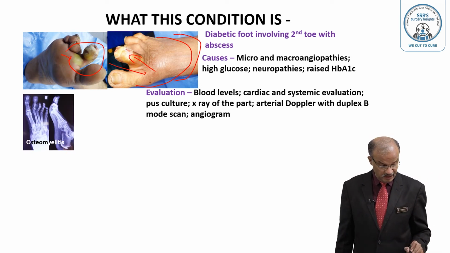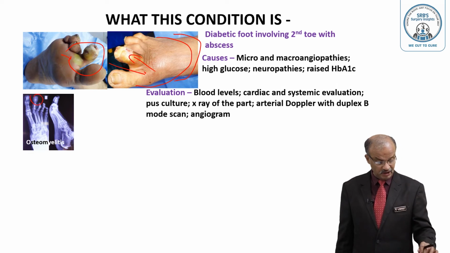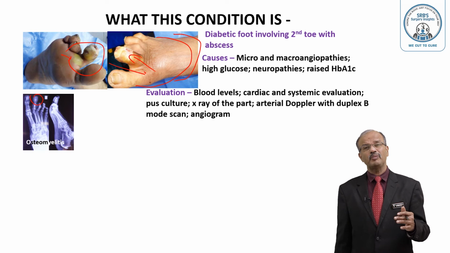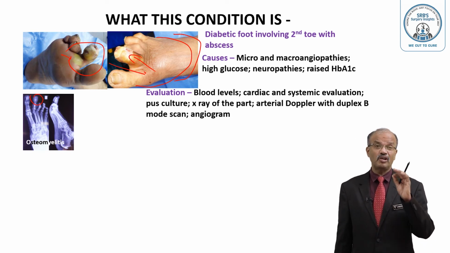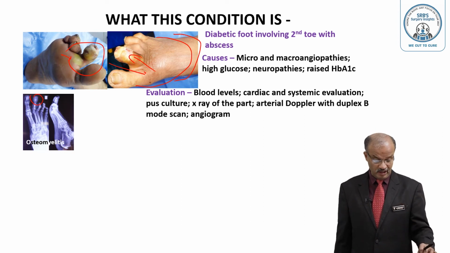And see that X-ray showing osteomyelitis here. This is the X-ray showing the osteomyelitis. X-ray is a must in this patient. And currently, many people advocate MRI, with a very clear picture of what exactly is happening, the soft tissues, the bone, everything. So MRI may be better.